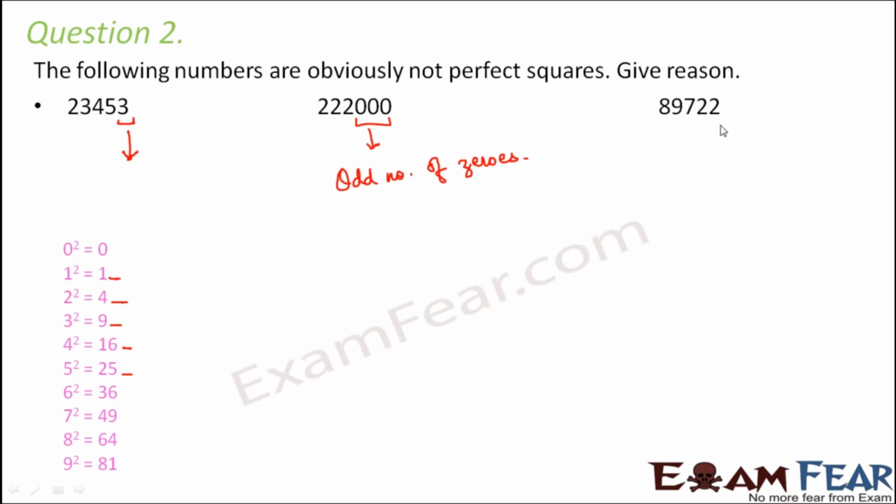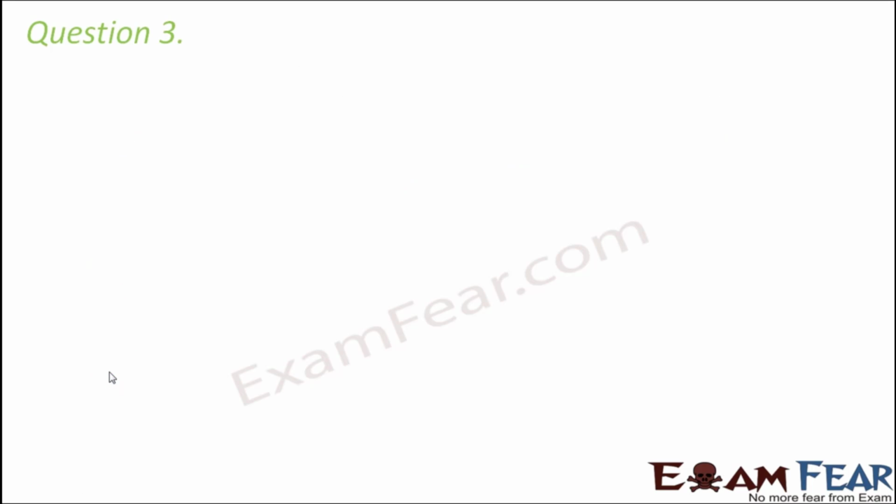Third one, 8, 9, 7, 2, 2. Again, you focus on the last digit, it's a 2. So do you have a 2 here? No. So therefore, since it ends in 2, it cannot be a perfect square.